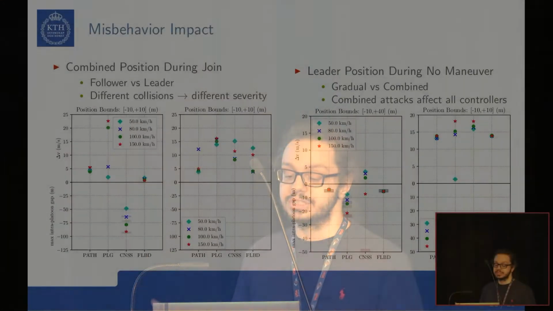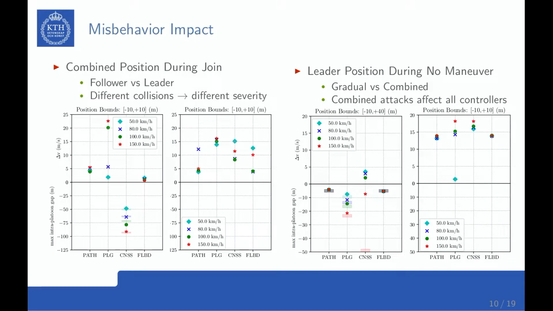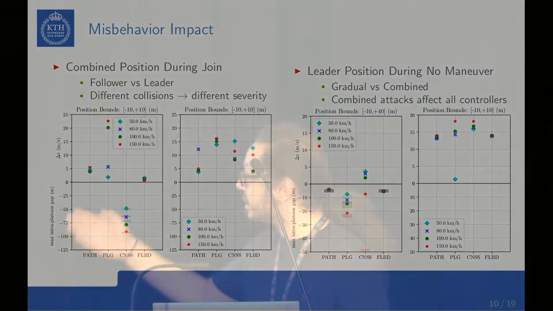On the right side, you will see a leader position attack during a no-maneuver scenario. Essentially, we don't do any maneuver, we are just cruising on the road. You will see that the combined position attack essentially crashes all the controllers, regardless of whether the controller itself requires position information from its predecessor. The same does not apply, of course, for the gradual position attack, which only affects the consensus controller, which is the third column.